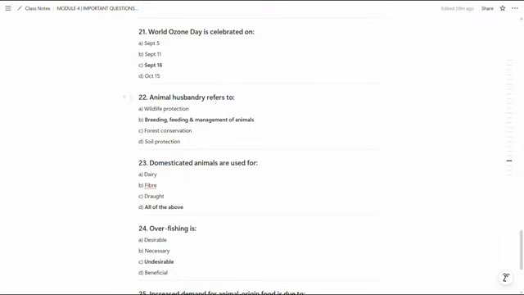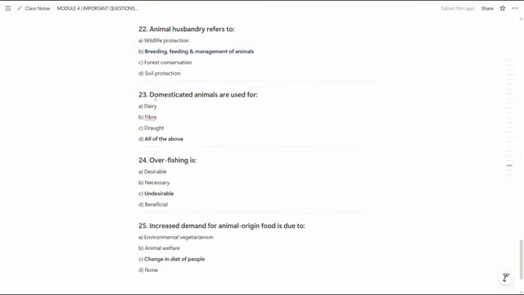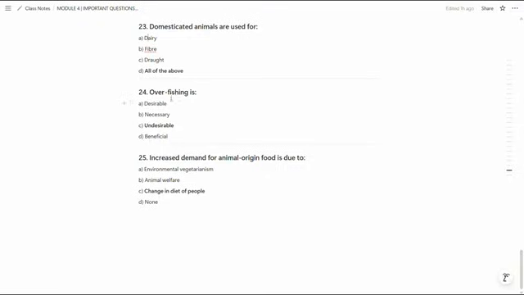Now, animal husbandry refers to breeding, feeding, and management of animals. So, B option is the correct. Now, domesticated animals are used for all of the above, means dairy, fiber, and rot. Now, 24th question is overfishing is undesirable. So, C is the correct option. Now, 25th question is increased demand for animal origin food is due to change in diet of people. So C is the correct option.